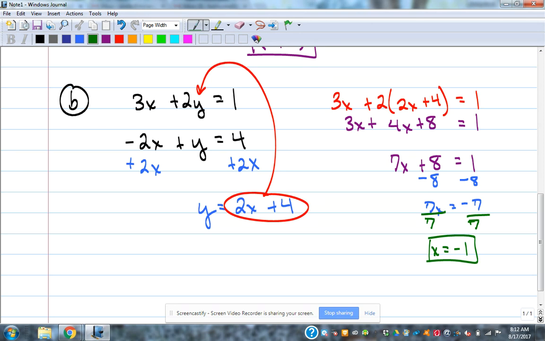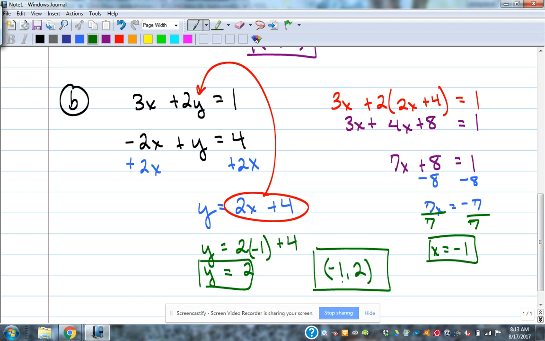As long as you didn't make a mistake getting y by itself, you're good. Plug it in there. It's the easiest work. So y equals 2 times negative 1 plus 4, which is 2. So the ordered pair solution is negative 1, 2. And that's what we're looking for at the end, an ordered pair solution to the system.